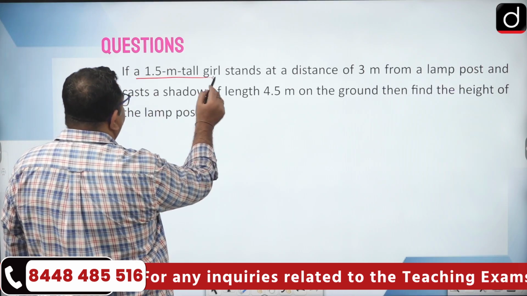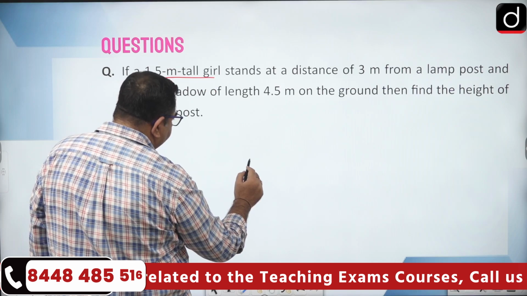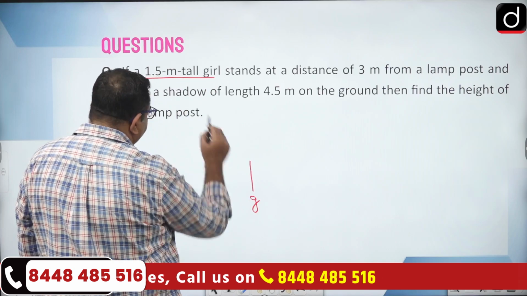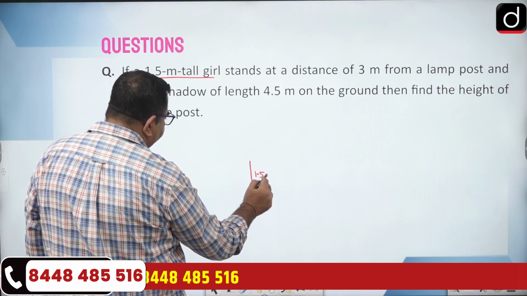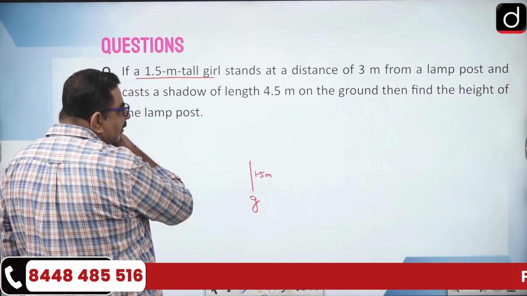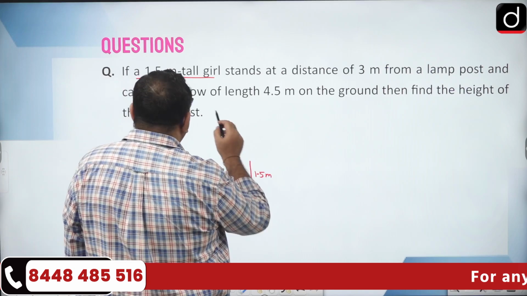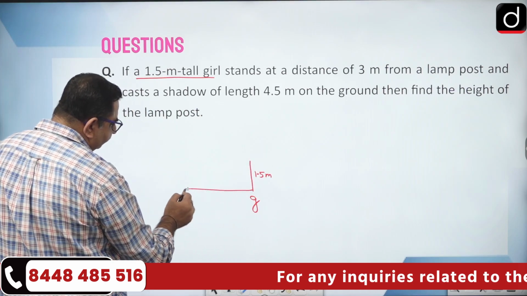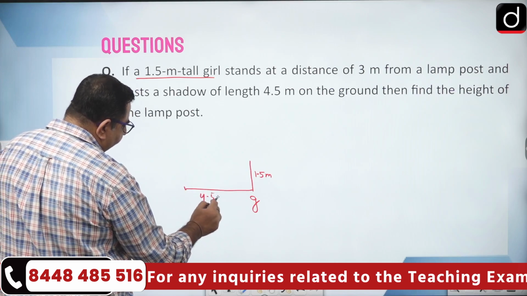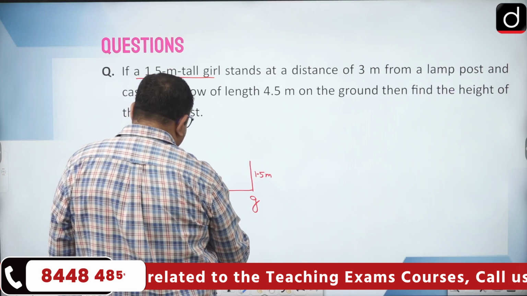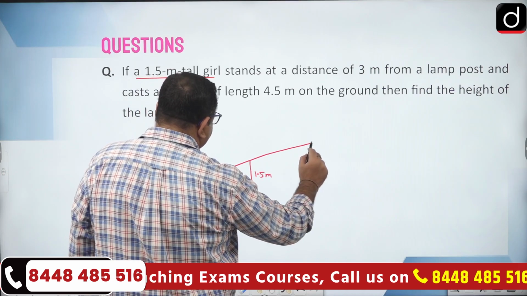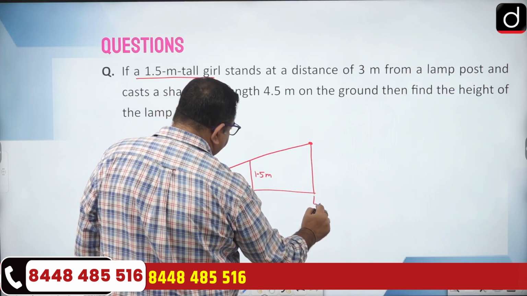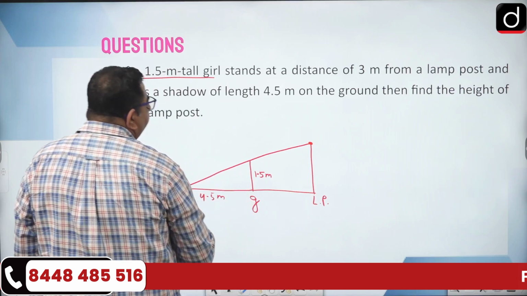So now the height of the girl is given. Suppose this is the girl, let us say this is G. The height is 1.5 meters. Okay. Now it is casting a shadow of 4.5. So suppose the shadow is at this side, 4.5 meter is the shadow, and obviously this is what? The lamp post. Let's say that is LP, lamp post, right?